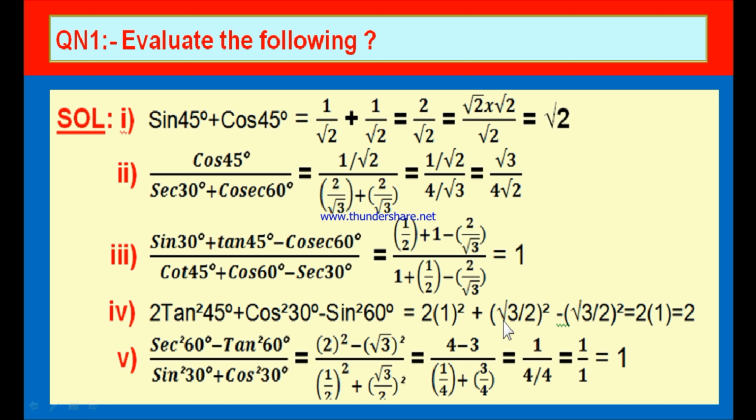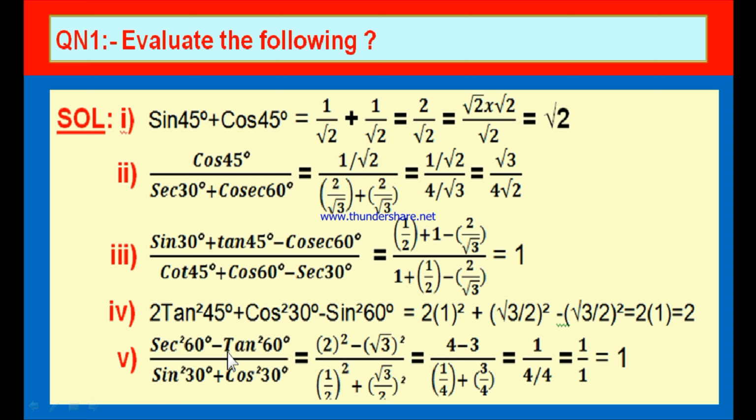And sine square 60 degrees means root 3 by 2 whole square. Plus root 3 by 2 whole square and minus root 3 by 2 whole square will be 0. And 2 into 1 square is 2 into 1. 1 square is 1. 2 into 1 is 2. Therefore, the final answer for 2 tan square 45 degrees plus cos square 30 degrees minus sine square 60 degrees is equal to 2.